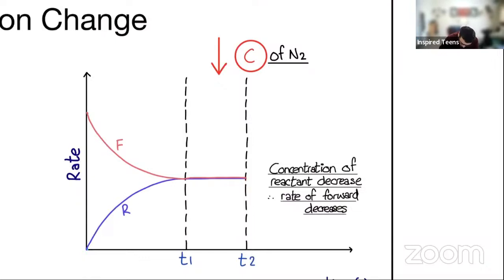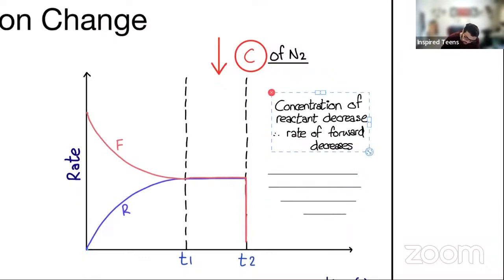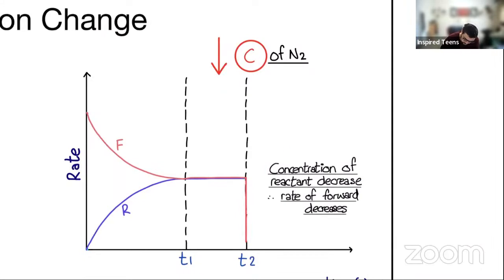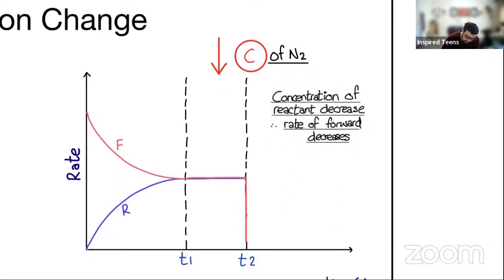Okay, so immediately the rate of the forward reaction decreases, and that's all. They thereafter rejoin to re-establish equilibrium.